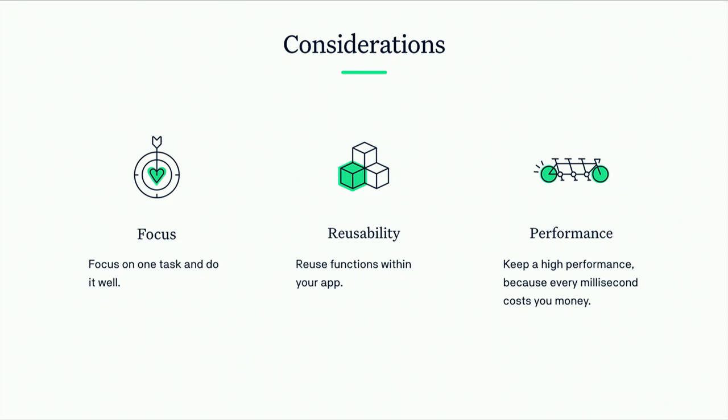And the consideration you have to make here is that you should focus on one thing, what your function should do, and do it very well. This might also lead to better reusability in your app, so that you can reuse functions in different contexts. Also, what you have to consider is the performance of a Lambda function itself. So you pay for the execution of your function. You pay for every 100 milliseconds, and if your function runs a lot longer, it costs you money in the end.